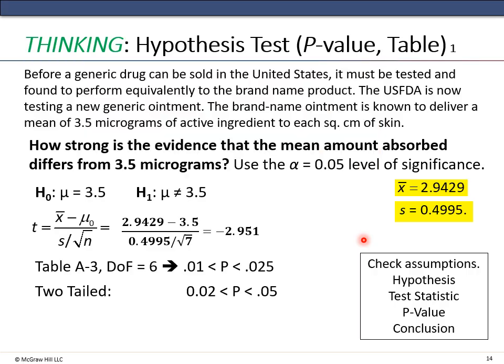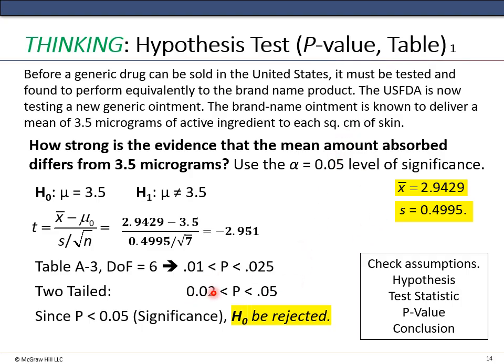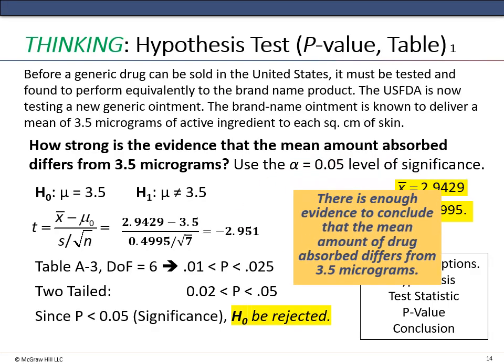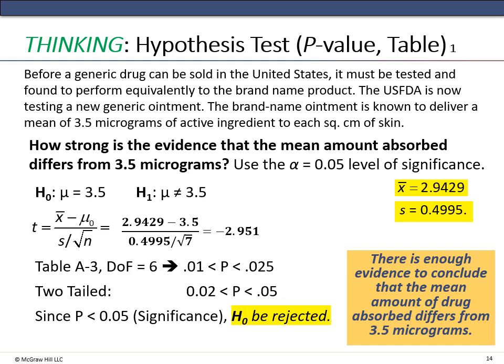And our alpha was 0.05. Since the p-value is less than 0.05 and the alpha is 0.05, we can reject the null hypothesis and suggest that the mean for the population is different than 3.5 micrograms. There is enough evidence to conclude that the mean amount of drug absorbed differs from 3.5 milligrams.